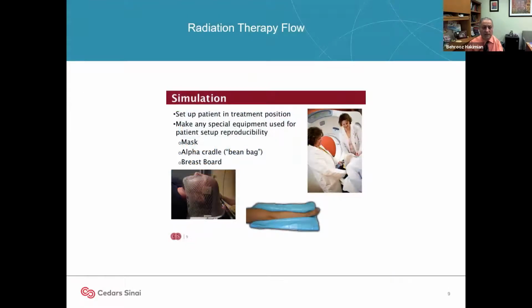I did mention that we go through the process of simulation. Again, we want to make sure we set the patient up in the same position. If you're treating somebody's head and neck, we can set them up with a field of radiation that you can see. There's a mask that we make. The purpose of the mask is so they're not moving their head. Or if you're treating the soft tissue component, there's a vac lock, this blue device that you see, which helps to make sure that the leg is in the same position every day.